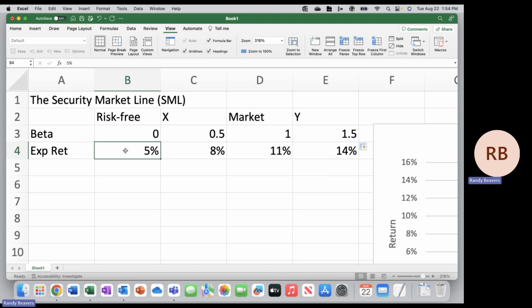The expected return, let's let that be 5%, which is not too far off from current U.S. markets in terms of treasuries towards the third quarter here in 2023. The market, let's suppose that the market portfolio is going to return to us 11%.